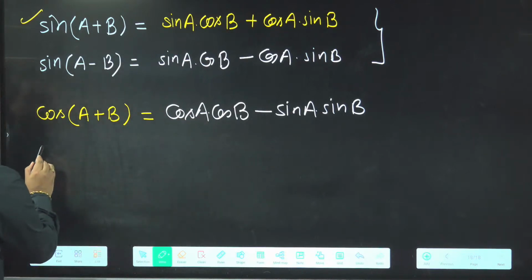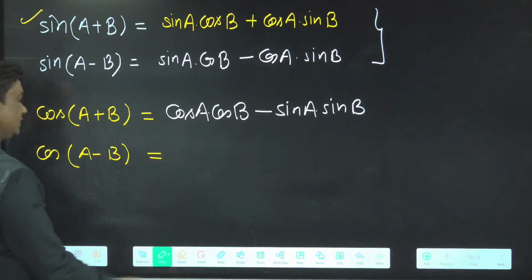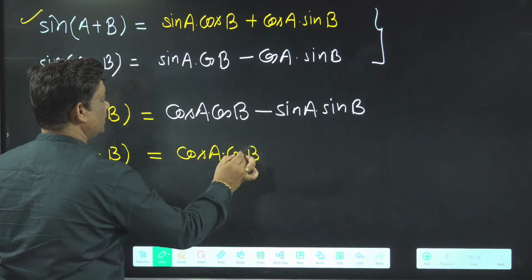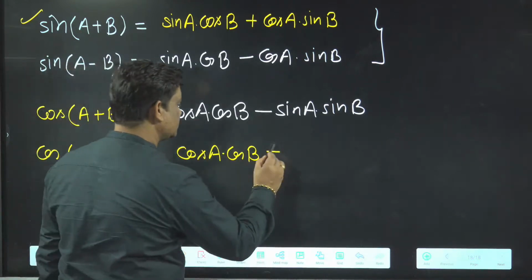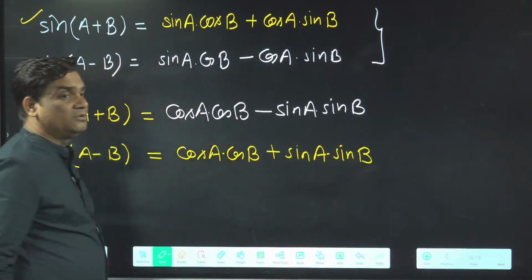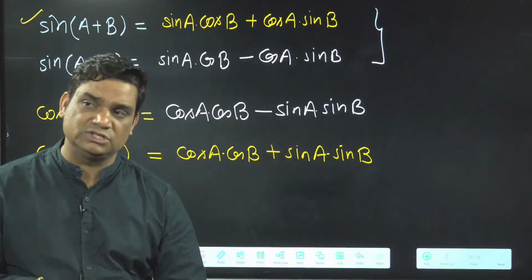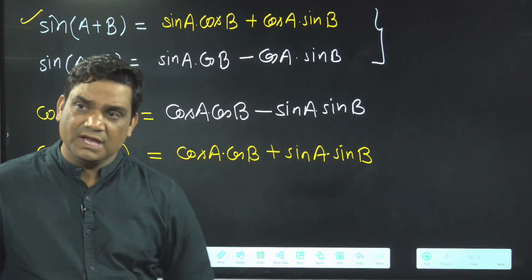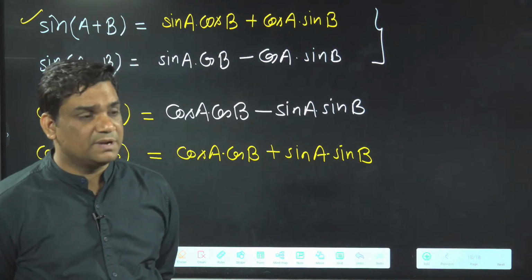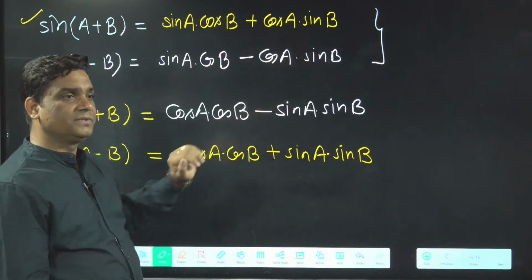Then we can write cos(A−B). Same thing: cos together, cos A cos B. But here minus, here will be the plus: sine A sine B. In your mind you need to make up something so that we can at least keep some information about this formula. Sine(A+B) is sine and cos together: sine A cos B plus cos A sine B. When plus is there, plus will be there. When minus is there, sine(A−B) is sine A cos B minus cos A sine B.